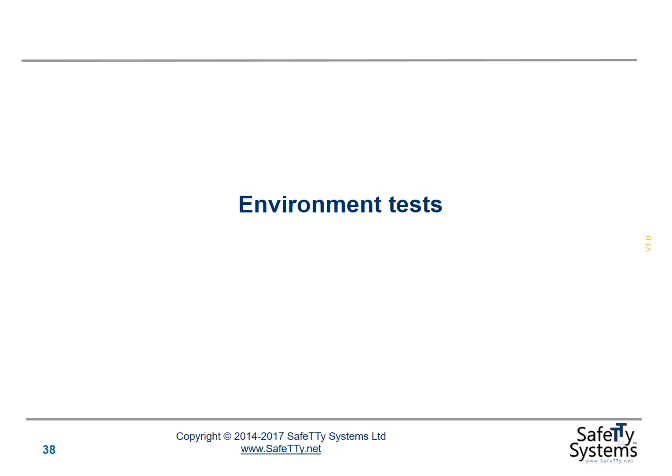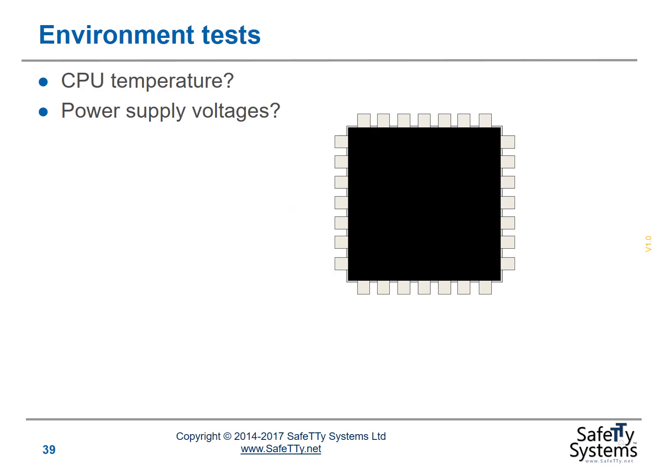We also need to perform environment tests on many systems. For example, we typically need to keep tabs on the CPU temperature to make sure that that's within the operating range for which the device has been designed to operate. For example, in an automotive design, your device might be designed to operate at up to 125 degrees Celsius. As the temperature approaches this level, you need to take care. You cannot guarantee the operation of the device outside the specified temperature range.